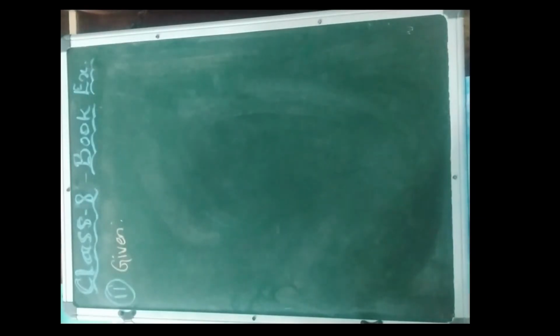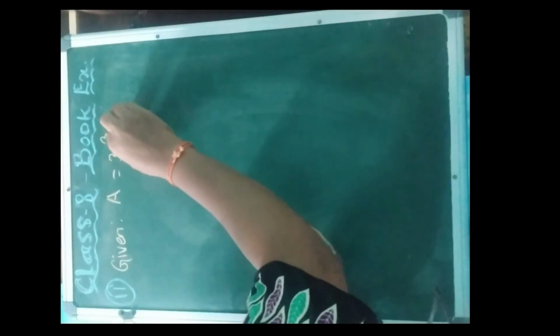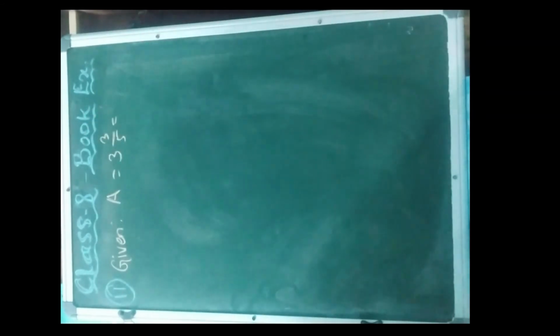Now let's write the given. So what is given here? They have given A received a rainfall of 3 by 5 centimeters. So this has to be converted into improper form, which is 18 by 5.